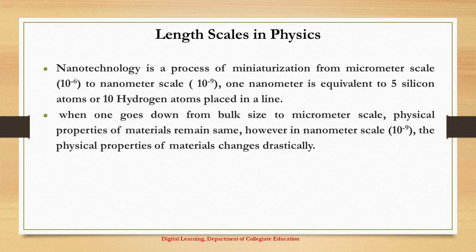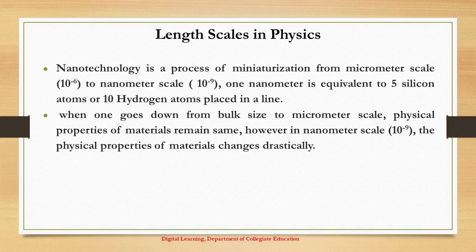Now, what are the changes that we can observe when we go from bulk to micro scale and micro to nano scale? When the size goes down from a bulk material to the micrometer scale, no physical properties will be changed. So the physical properties of materials remain the same. But when we take the material to the nano scale, there are drastic changes in the physical properties of the materials.